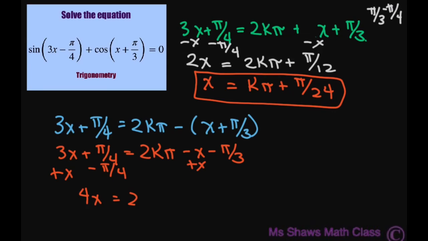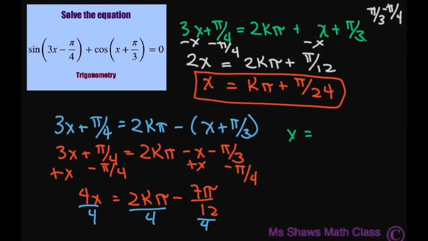4x = 2kπ minus, we're subtracting π/4, so that's going to be, the common denominator is 12, so that's going to be 7π. All right, and then we have to just divide everything by 4 here. So our x would be equal to, let's see, kπ/2. You divide those two, and then 4 times 12 is 48, so that's going to be minus 7π/48. So this is your other answer.